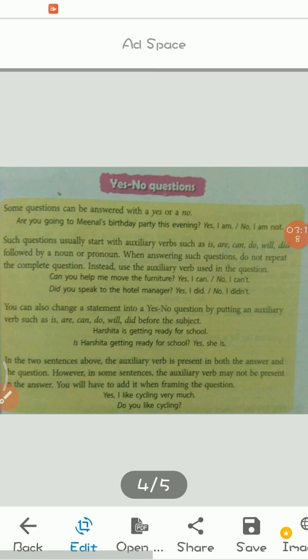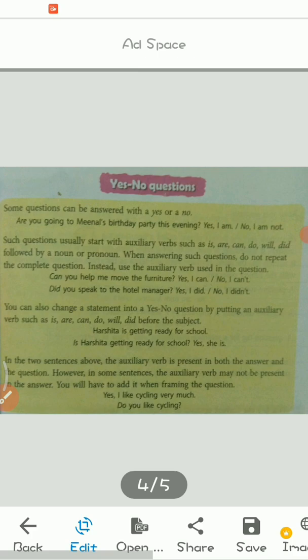Here, see, yes or no questions are given. Some questions can be answered with a yes or no. You all know that. For example, are you going to Meenal's birthday party this evening? Yes, I am. No, I am not. And such questions usually start with auxiliary verbs such as is, am, are, was, were, do, will, did, followed by a noun or a pronoun.